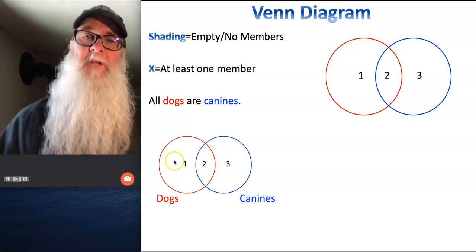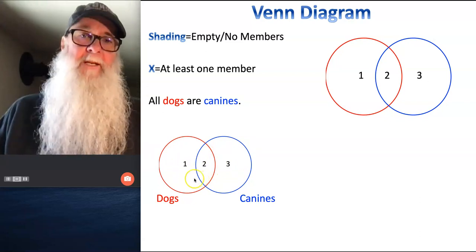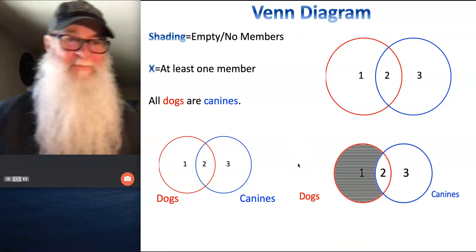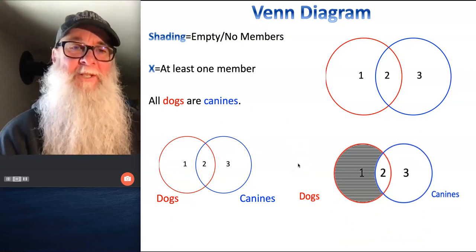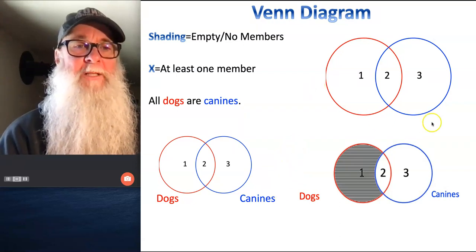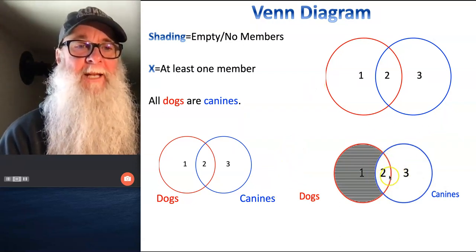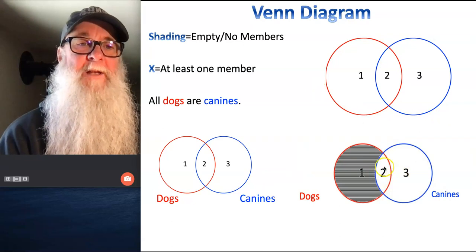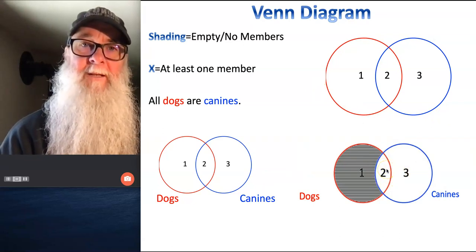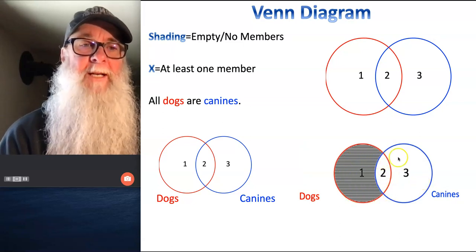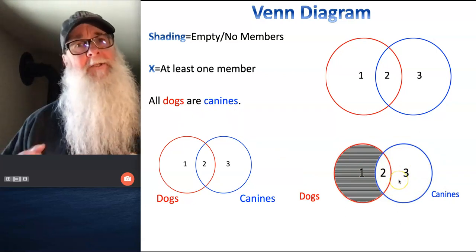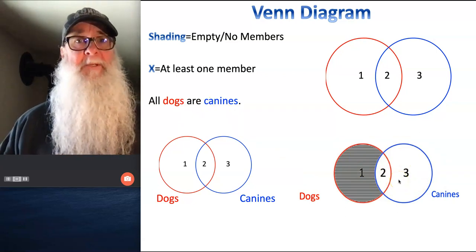So if all dogs are canines, where wouldn't there be any dogs? Did you say area 1? Yeah, totally. Because anything in area 1 would be a dog that's not a canine. And I'm trying to illustrate the statement "all dogs are canines." All dogs share membership in the category of canines, so they're all going to be right here in area 2, because area 2 is the area in common. So by marking the Venn diagram in this way, we're illustrating the statement "all dogs are canines," and illustrating the relationship that exists between these two categories.